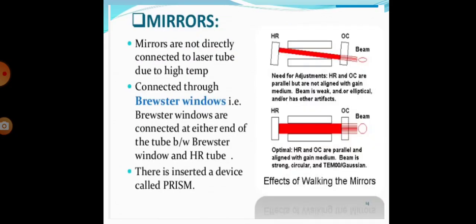Mirrors. The mirrors are not directly connected to the laser tube due to high temperature. They are connected to the Brewster windows. Brewster windows are connected at either end of the tube. Brewster windows and HR tube. There is inserted a device called prism.